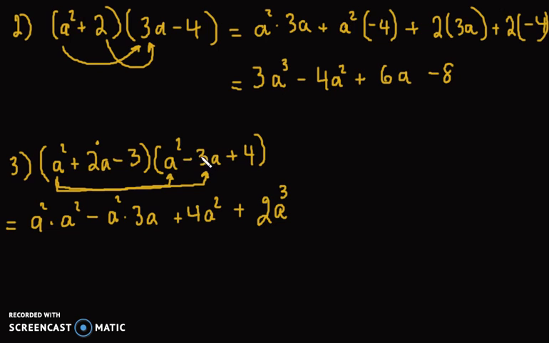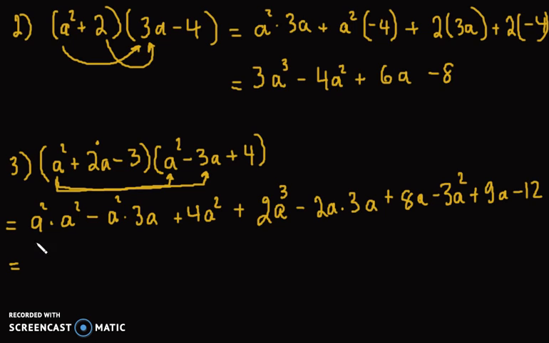And here is negative, so positive multiplied by negative 2a times 3a plus 8a. Okay. Negative minus 3a squared, minus times minus is positive, plus 9a, negative times positive, minus 12.